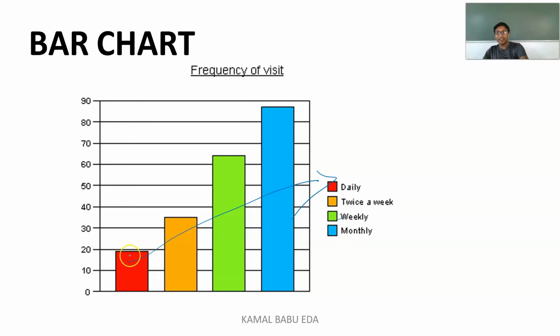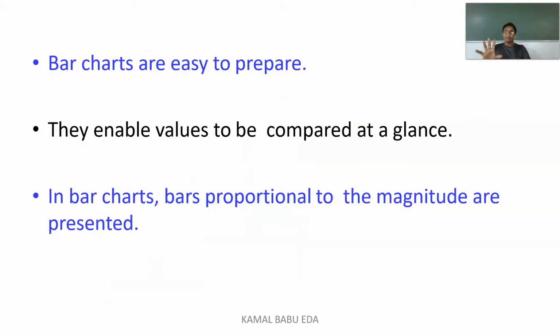So this is the frequency. Daily he had visited about 20 days, monthly he had visited about twice a week, weekly he came about 70 times, and monthly he came about 80 to 90 times. So this is how we are keeping the frequency of a visit over here. In such a way you can represent the bar chart. Bar charts are very easy to prepare.